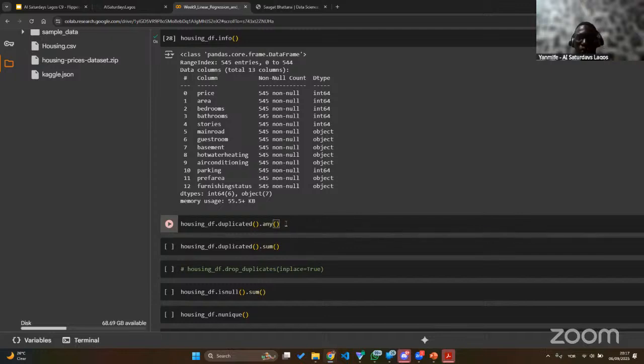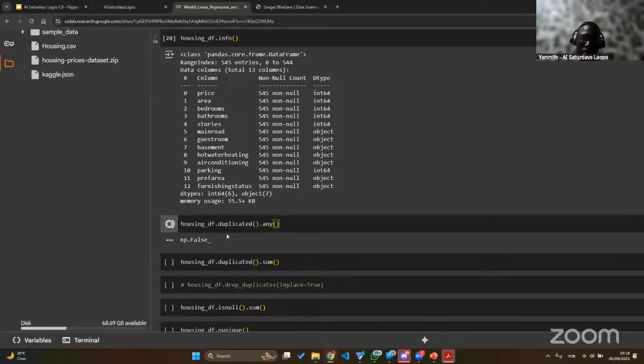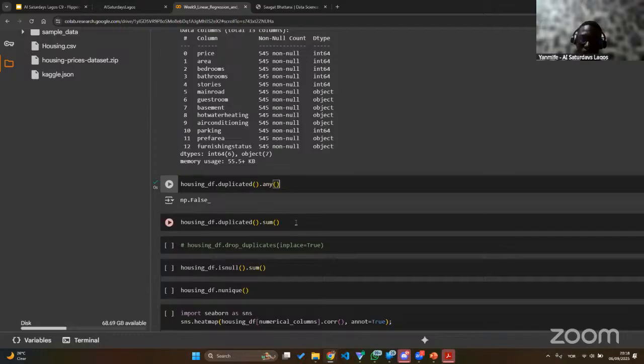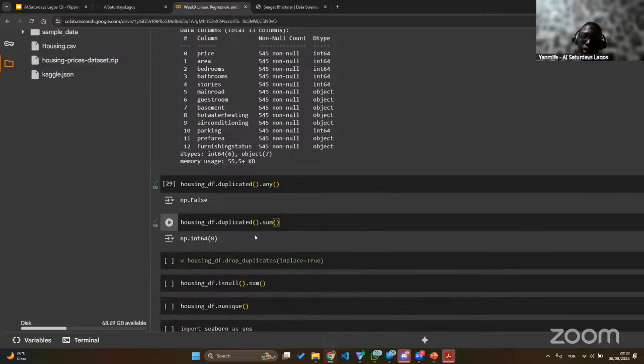Aside from this, I want to check if my data set is duplicated, like if any row is appearing twice. So which is why I am doing this. Is there any duplicated row in my data set? It said no. If I am getting false here, then I can proceed to get the number of duplicated rows, the sum of the duplicated rows. It is giving me 0.